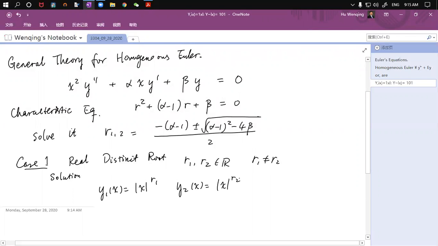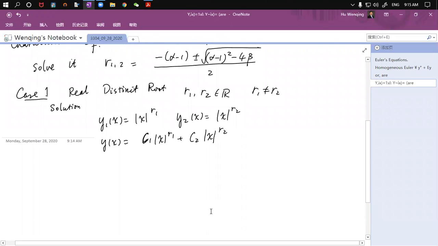Here, instead of just x, we're taking the absolute value of x in case x is negative. You have to remember that in general, for Euler's equation, x is replaced by the absolute value of x. That will be the general solution. Therefore, the solution in general will be C1 x to the power of R1 plus C2 x to the power of R2. So that's going to be the solution. That's case one.